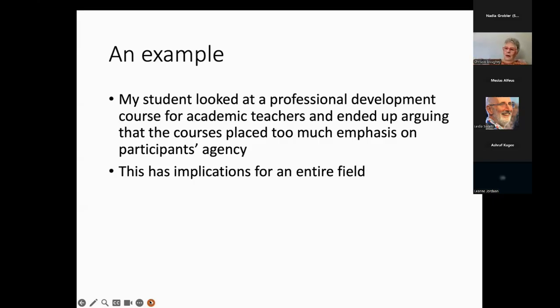However, what she showed was that the people who went to these courses, they learned stuff, but when they went back home to their department, they often couldn't implement it. Students objected. The students didn't like a new way of teaching.